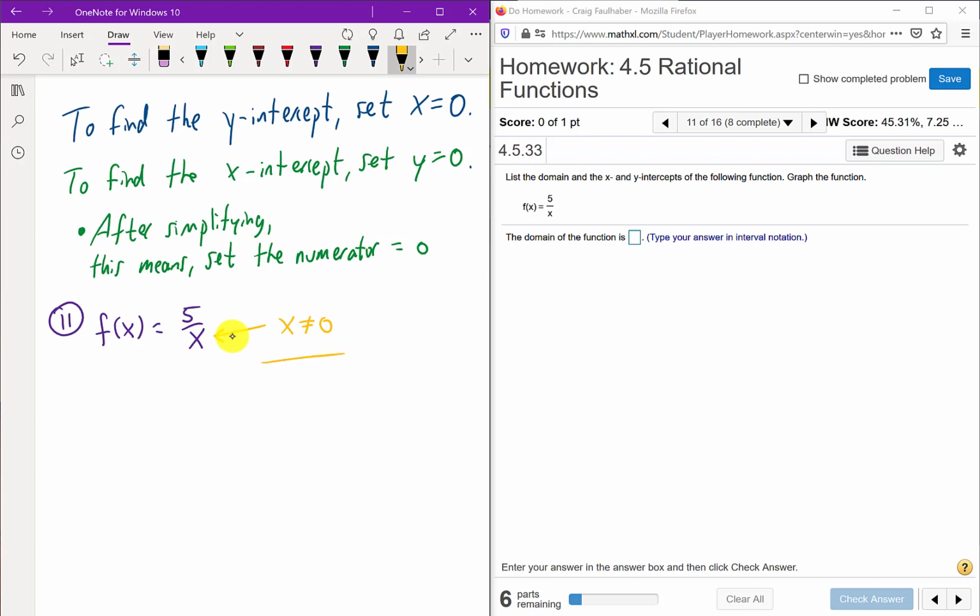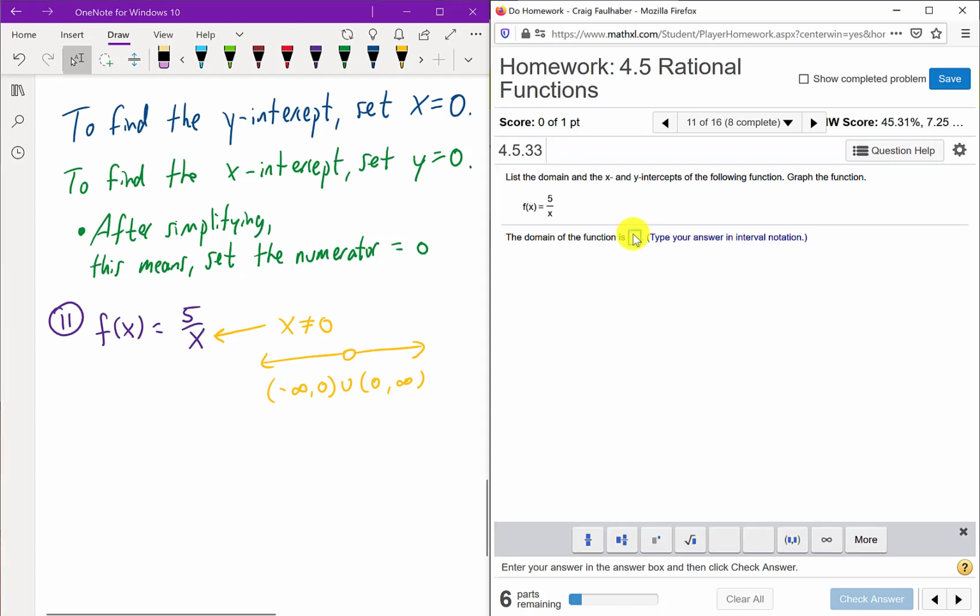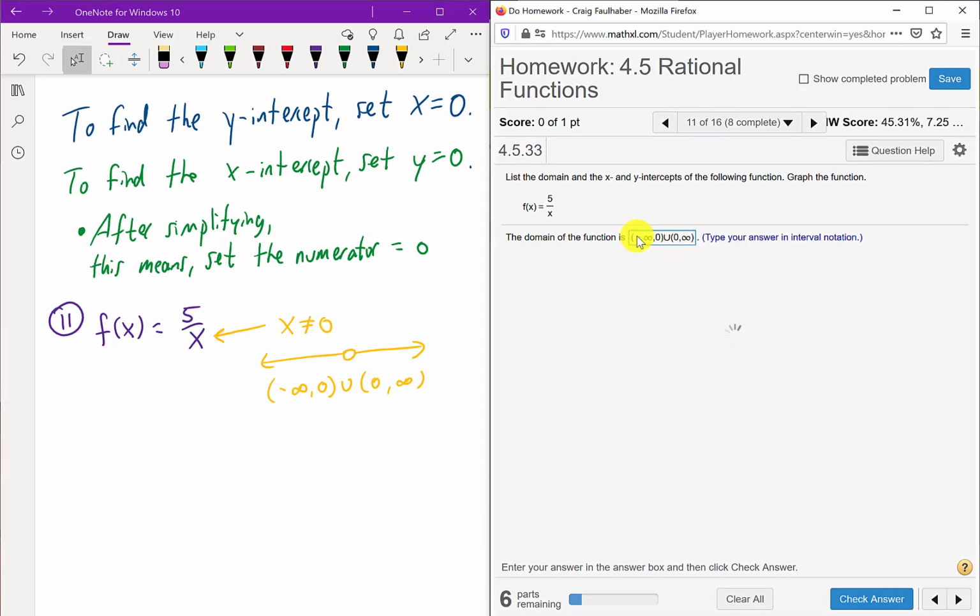So if you think about a number line with the x value 0 missing from it, that number line is split into two pieces, one piece from -infinity to 0, and the other piece from 0 to infinity, and that is the domain of this function. Here we go, that's the domain of the function.